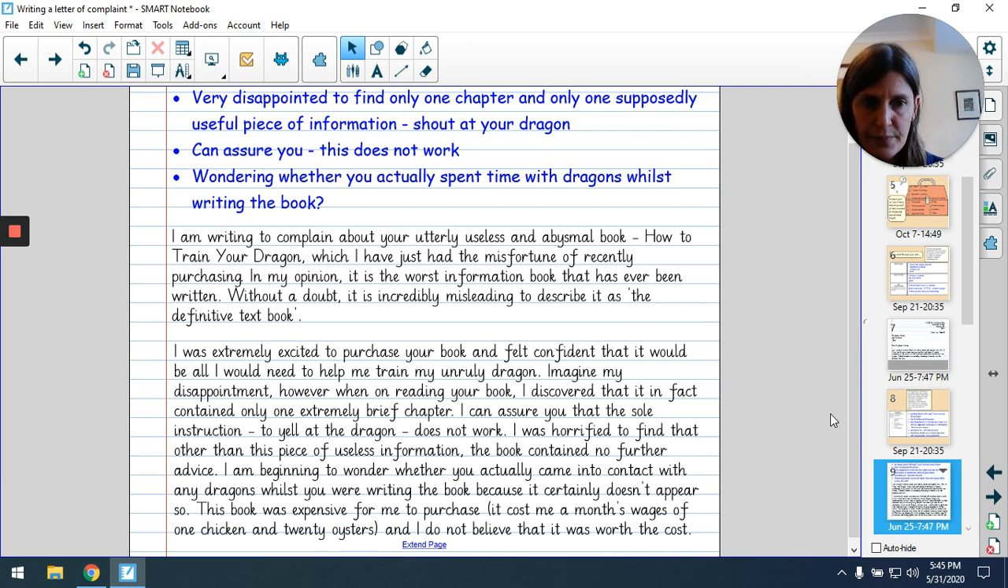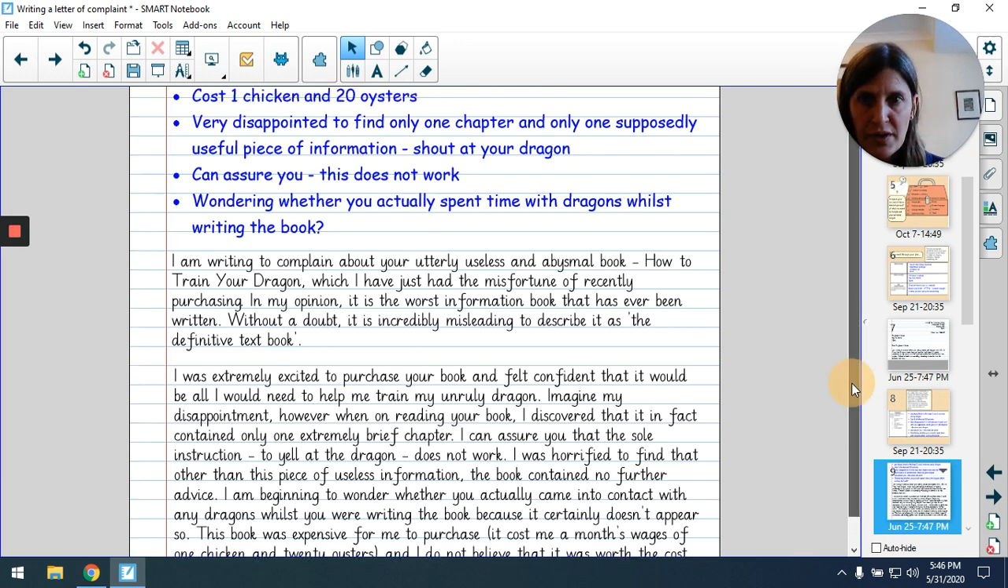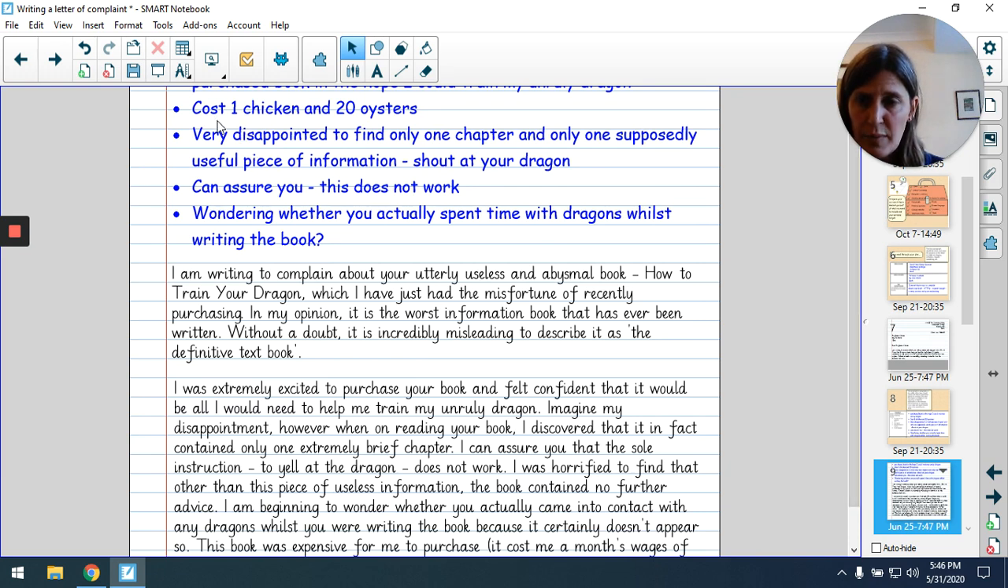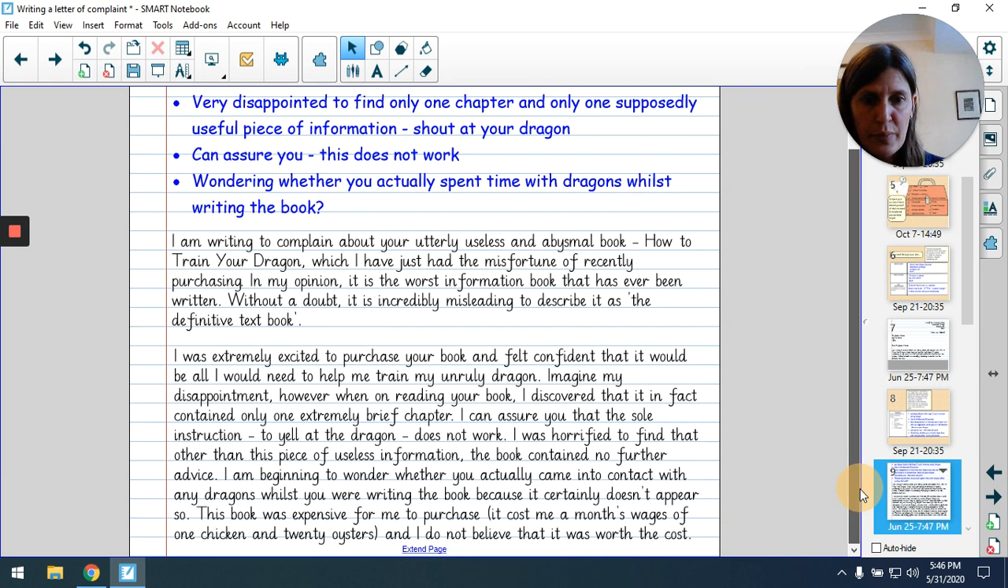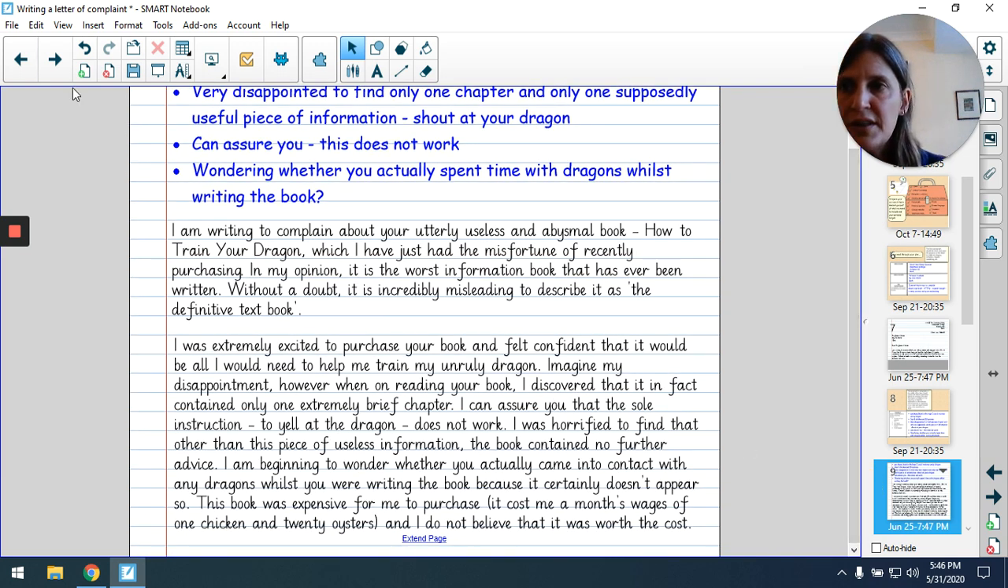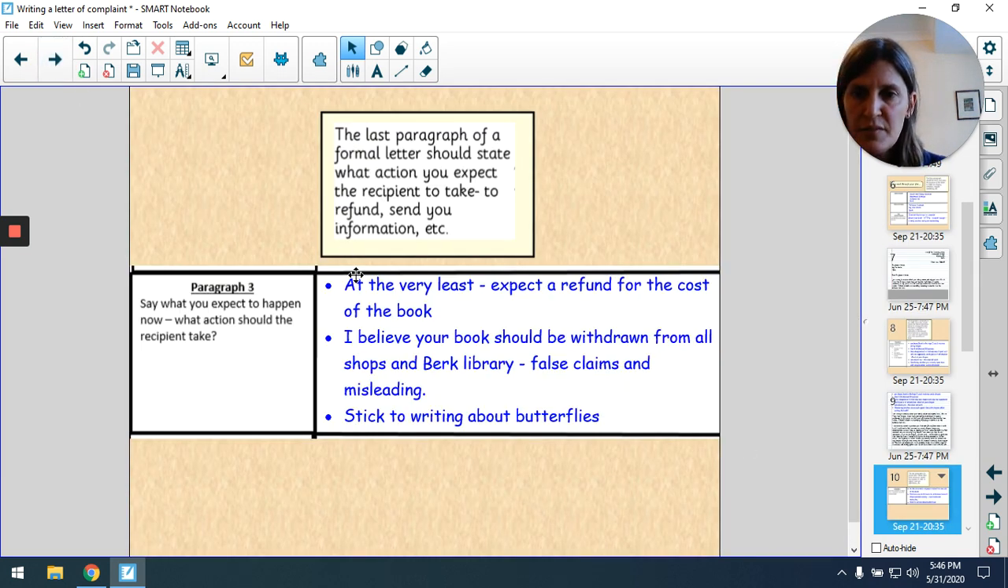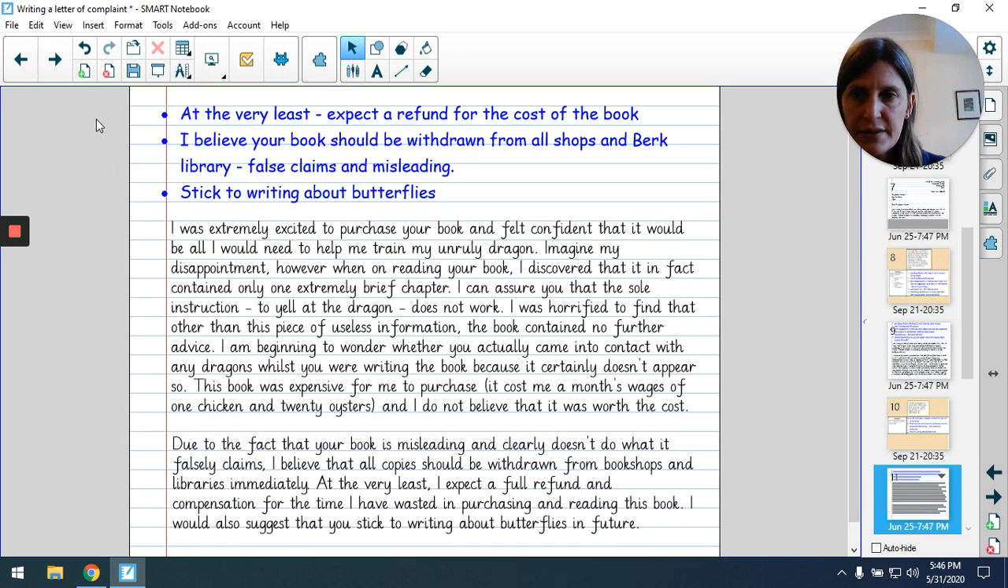worth the cost. So what I've done is I've taken my points, and actually I changed the order around. I decided to put my costs later on, and that's absolutely fine. But I've taken each of those bullet points and I've used it and expanded on it. Here's my next paragraph describing what I want to happen. I expect a refund, believe your book should be withdrawn, stick to writing about butterflies. So I've got 3 key bullet points. I missed a line in the last paragraph.